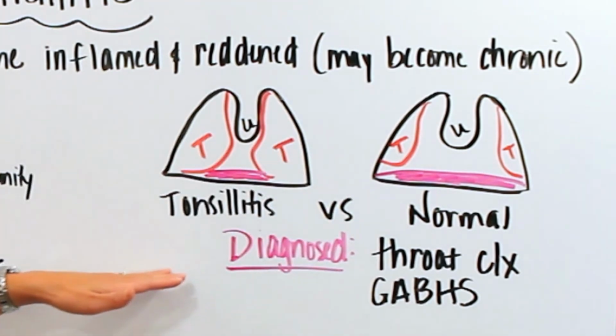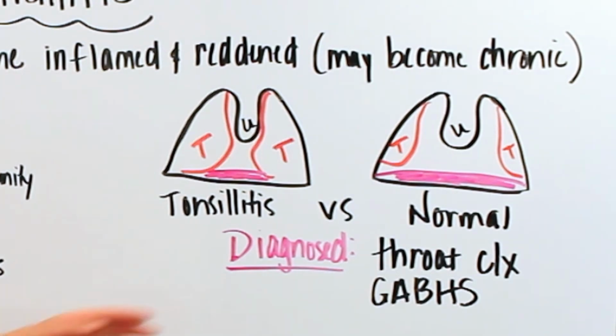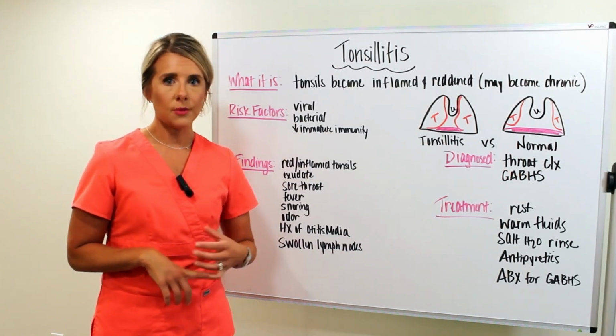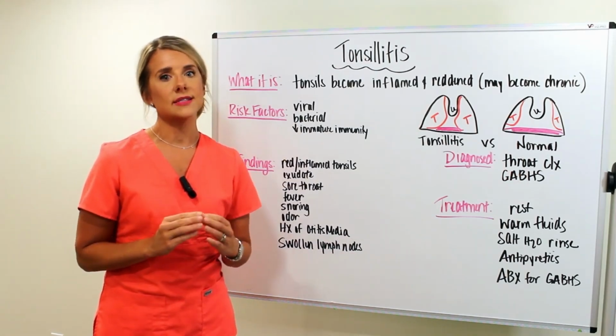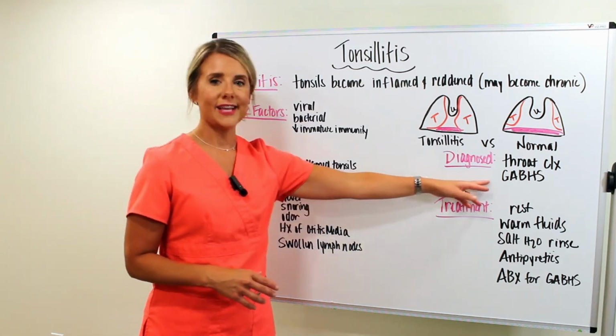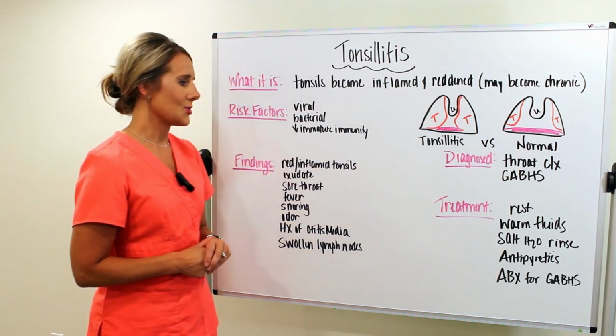To diagnose these kids, in addition to the physical assessment findings and the findings that their parents report to us, we want to diagnose this by swabbing them. This is going to require a throat culture, because what we're actually looking for is to see if they are strep positive. We're testing for, again, that group A beta hemolytic strep.